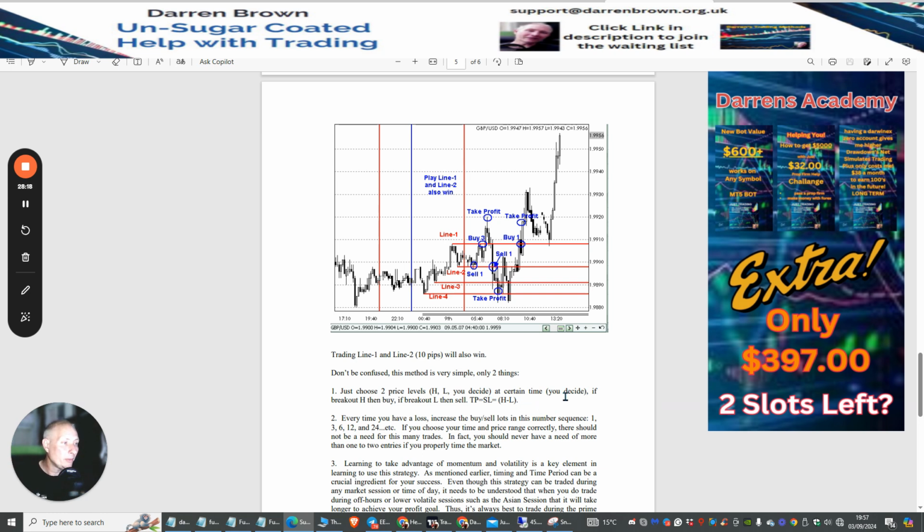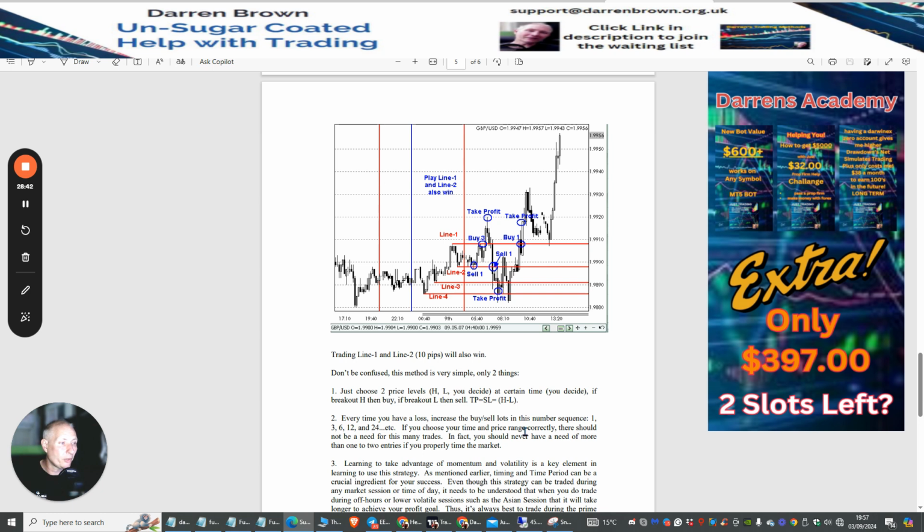At a certain time, you decide. If you break out H, then you buy. If you break out L, then you sell. Take your profit, which is your highest low. Remember I said to you, highest high, lowest low. You can set up your stop losses. Every time you have a loss, increase the buy sell loss in the number of sequence. So it'd be like 1, 3, 6, 12, because you're doubling it every time.